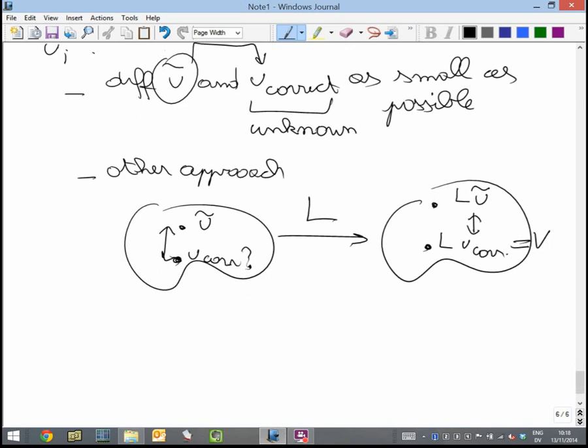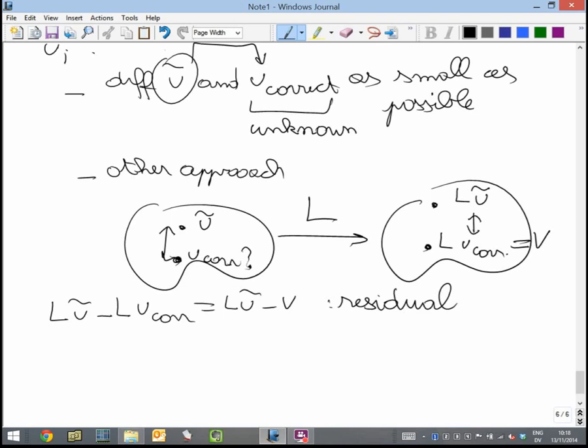So rather than looking at the difference between U tilde and U correct, we're going to look at the difference between L U tilde and L U correct. And the difference, of course, is L U tilde minus V. Now, a fancy word for difference, or for something which is left over, is the residual. So we'll call this the residual. The bigger the residual is, the larger the error you make in solving your system, and hence that explains the first half of the title, weighted residuals.